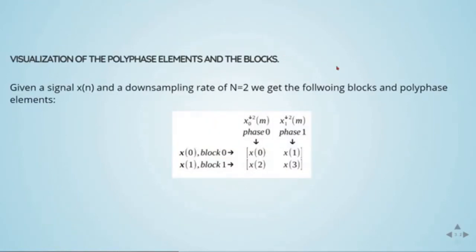So here we have a visualization of the polyphase elements and the blocks. Given a signal x of n and a downsampling rate of n equals 2, we get the following blocks and polyphase elements. So we have blocks and we have polyphase elements.